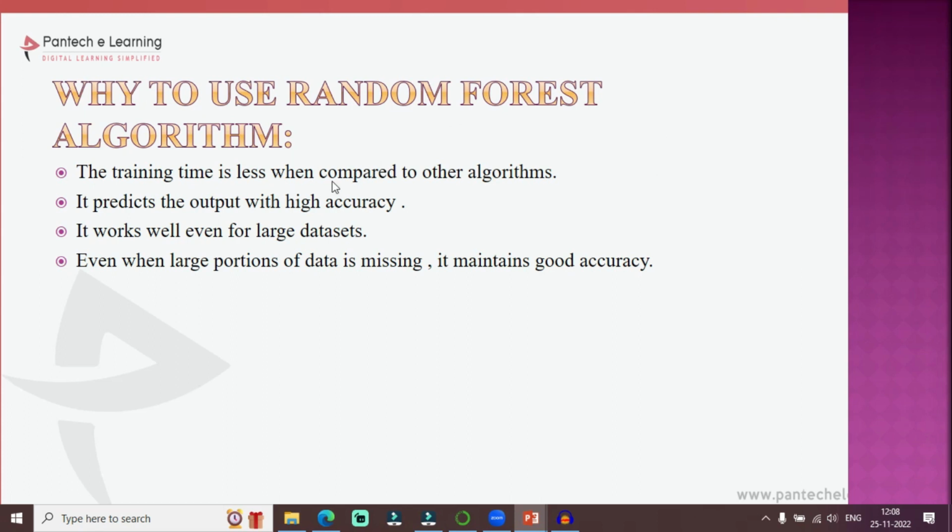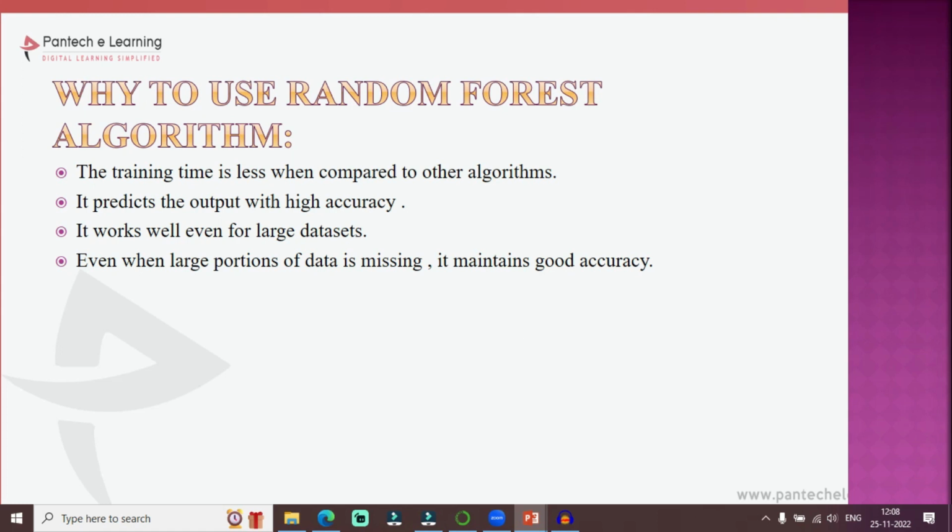So it predicts the output with high accuracy and it works well even for large data sets. Whenever I have large amounts of data, this random forest algorithm works well. Even when large portions of data are missing, it maintains good accuracy.